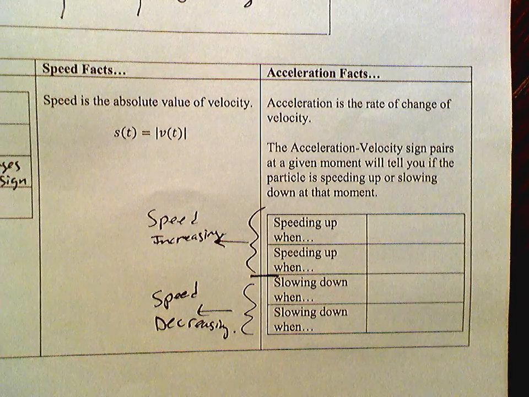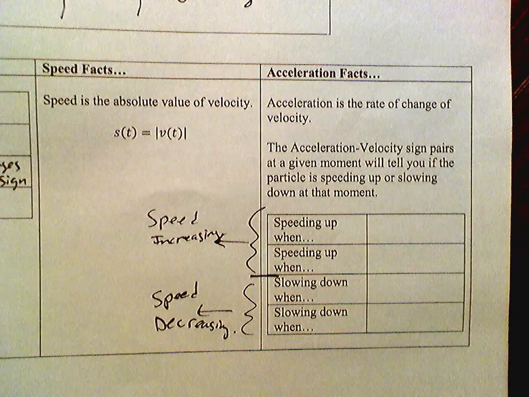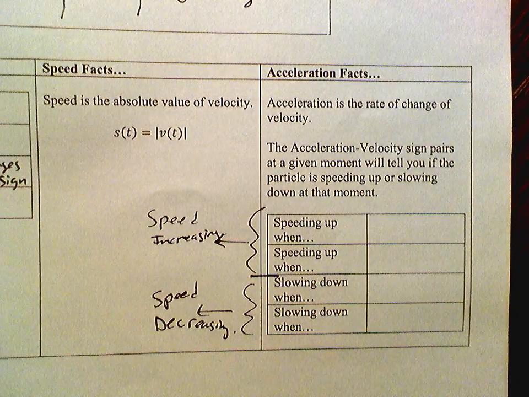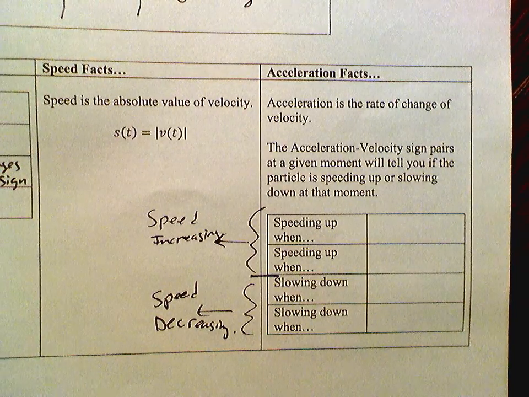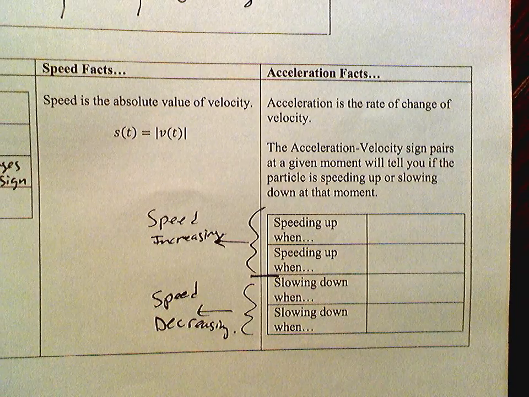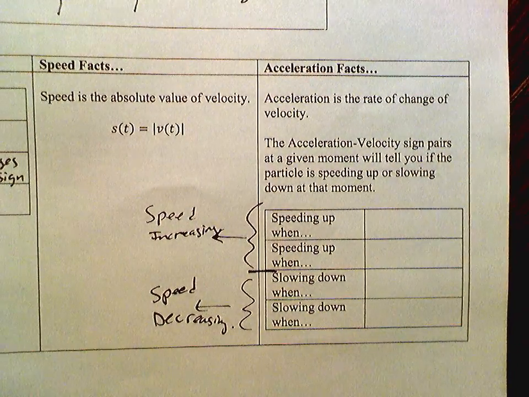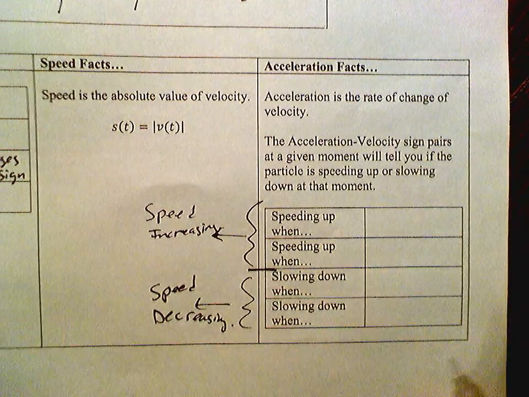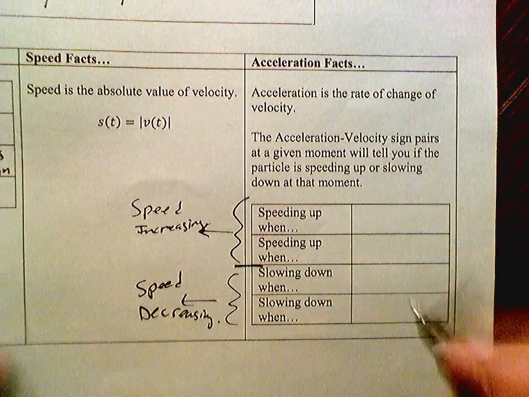Basically, if the velocity and acceleration have the same sign, that means the particle is speeding up. If they have opposite signs, that means it's slowing down. When we're in class together, I'm going to show you graphically what that looks like, because I think it'll help it stick more. I'm just going to use v and a for velocity and acceleration, but they are both functions of time, so you could represent them as v of t or a of t.